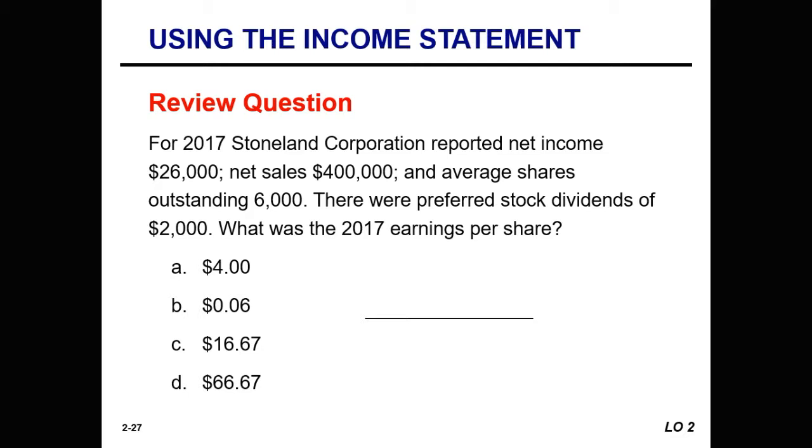So I want you to take a minute here. For 2017, Stolen Corporation reported net income of $26,000. They had net sales of $400,000 and average shares outstanding of 6,000. There were preferred stock dividends of $2,000. So what is the 2017 earnings per share?